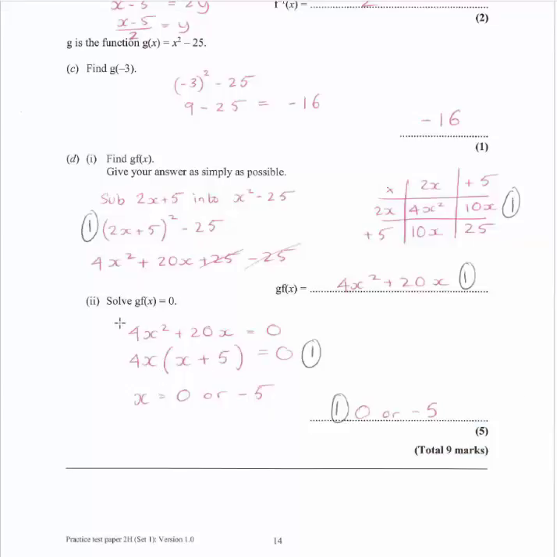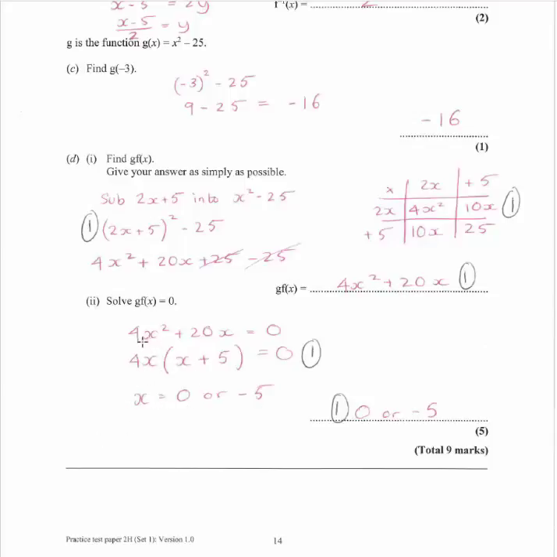Then it says, solve g of f of x equals 0. Well, this is g of f of x. When's it going to be 0? Well, we can see one example already. x is 0. If that was 0 and that was 0, the whole lot would be 0. Let's try and solve it properly.